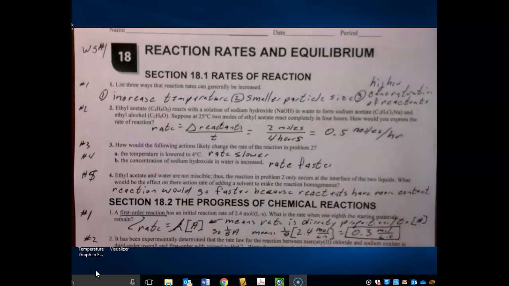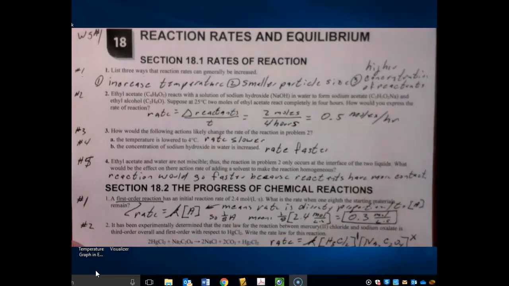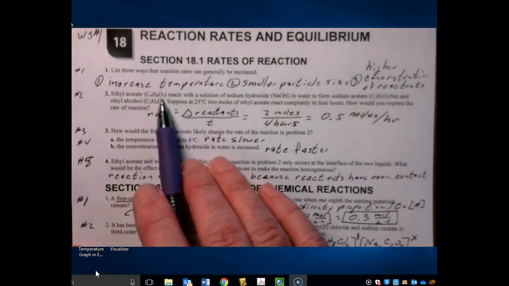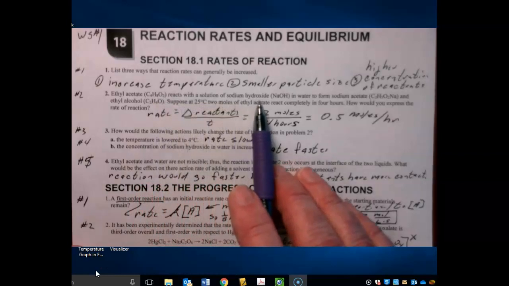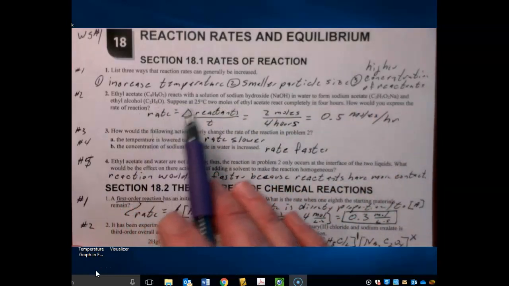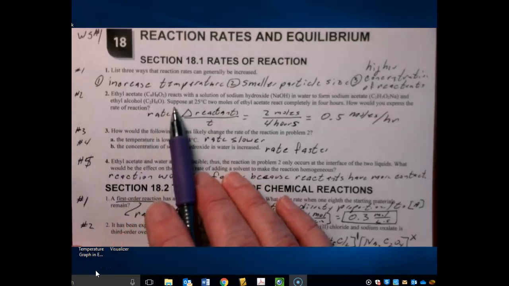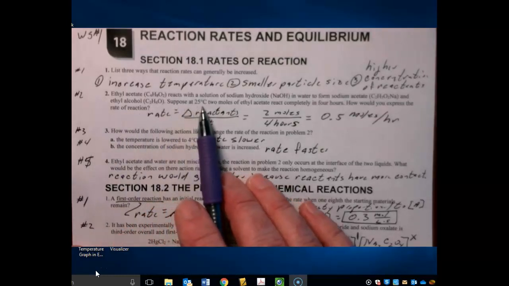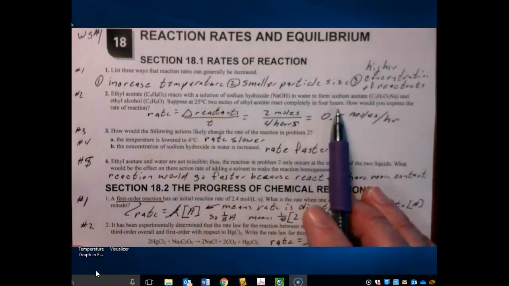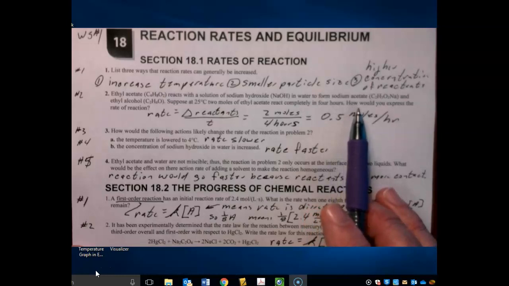The second question on that assessment was: ethyl acetate reacts with a solution of sodium hydroxide and water to form sodium acetate and ethyl alcohol. You really didn't need all that information. What it says was, suppose at 25 degrees C, 2 moles of ethyl acetate reacts completely in 4 hours. How would you express the rate of reaction?